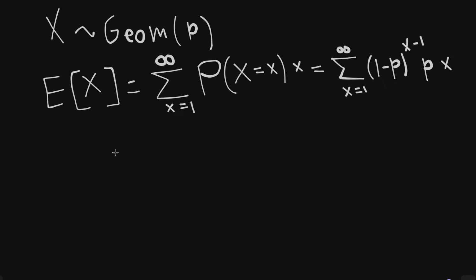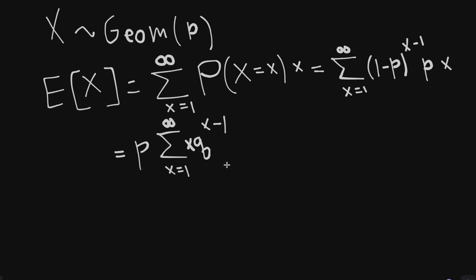Okay, so one thing I'm going to do is change 1 minus p to q. And I'm also going to pull this p outside the summation, because it does not depend on x, so it does not need to be inside the summation there. Okay, so that's going to make things look a little bit nicer. So we're going to have q to the x minus 1. And I'm also going to put that x in front of the q.